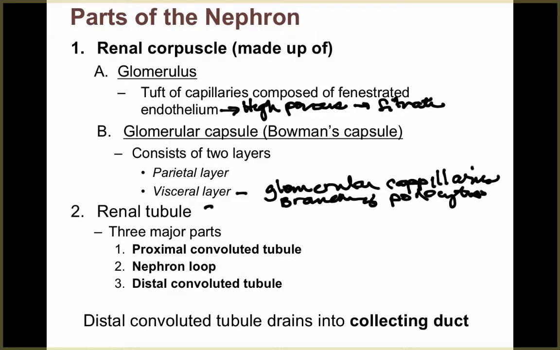This is about 3 centimeters in length, and it has 3 major parts. You have the proximal convoluted tubule, which is the part that is closest to the renal corpuscle, right? From there, it leads into the nephron loop, and then the distal convoluted tubule is the farthest from the corpuscle, and this is actually going to drain into the collecting duct.